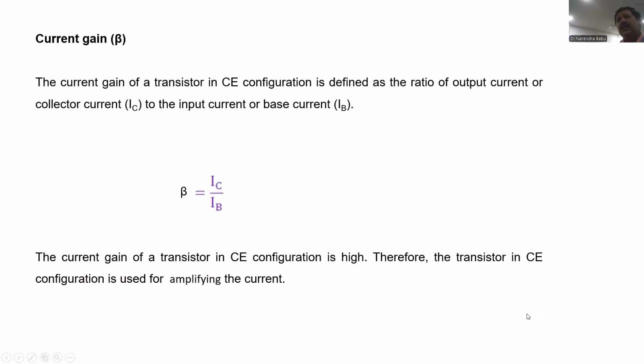And the current gain is termed as beta. Here the current gain is the ratio of the output current to the input current. The output current is IC and the input current is IB. Here the current gain is very high. That's why the common emitter transistor is normally used for amplifying the current. So this is the most suitable configuration for amplification.